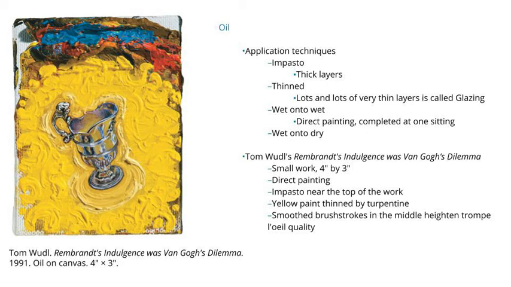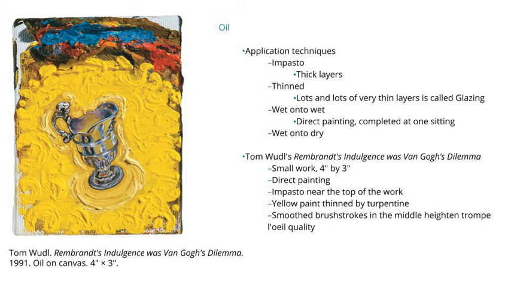You can see there's impasto technique near the top of the work. You can really see the thick brush strokes, like where there's that blue. And at one point, really up close to the top left, you can actually see a shadow of how thick the brush stroke is. So that is an example of impasto. Also, all of this yellow paint that you can see was thinned by turpentine in order to create those thinner washes. And also the smoothed brush strokes in the chalice in the middle there, you can tell that that's a lot more realistic than all of the background around it.